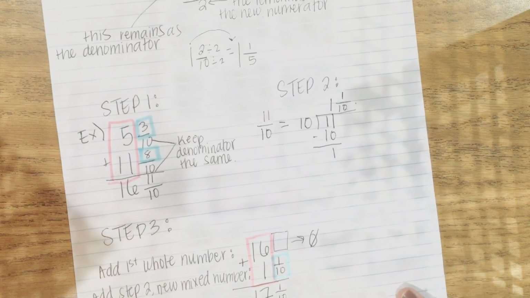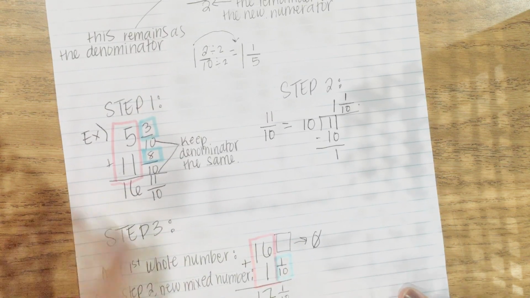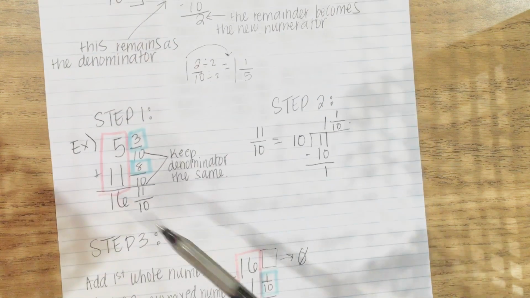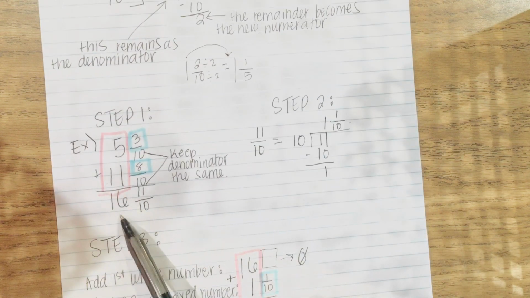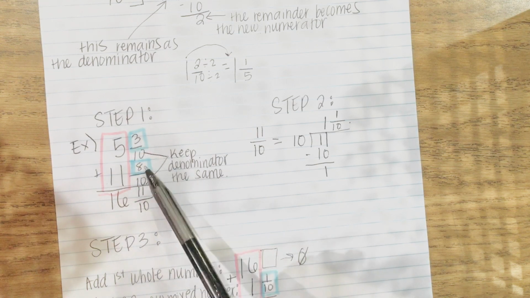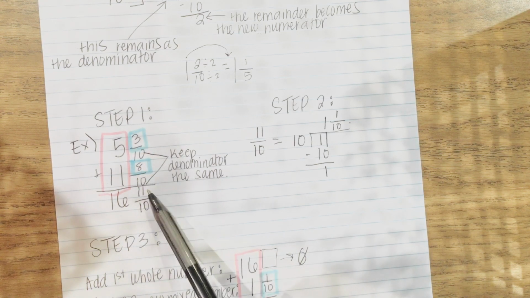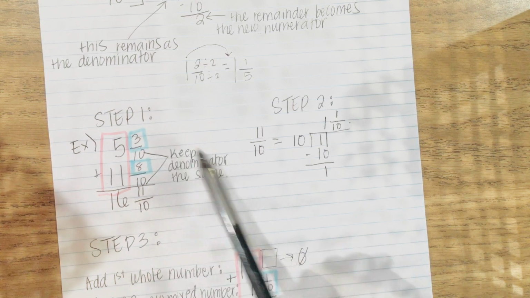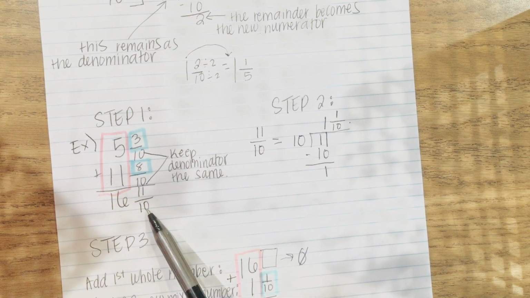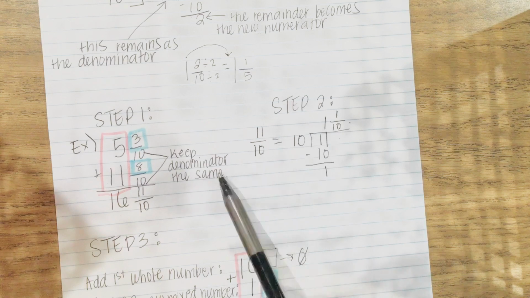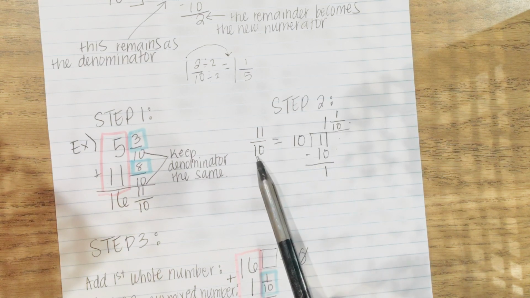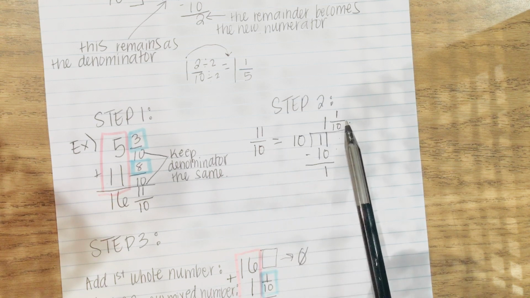So we have 3 steps. First, we add the problem that is given. We add the whole numbers, 5 and 11, which equals 16. Then we add our numerators only. We get our answer, and we keep the denominator the same. So we just bring it down. Now you notice that our fraction part of our problem was an improper fraction. So we had to change that improper fraction to a mixed number. So we did it in our step 2 here, which is changing that improper fraction to a mixed number.